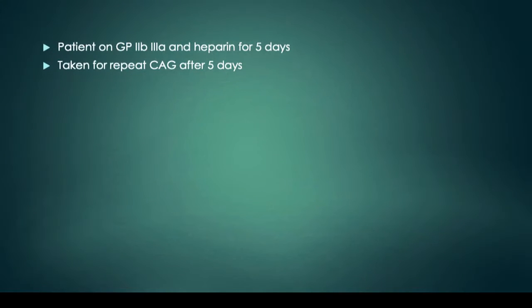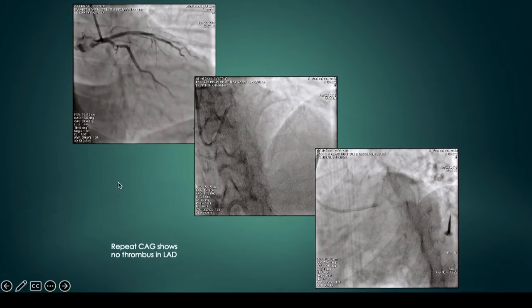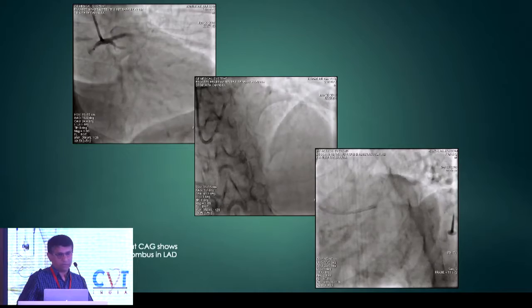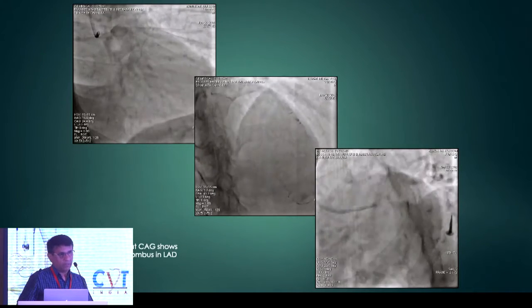So we just put the patient on GP2B and heparin, and we then brought him back only after 5 days. And after 5 days of antiplatelets and antithrombotics, you see the pristine looking arteries and the thrombus vanished. And we could save another metal jacket in that patient.